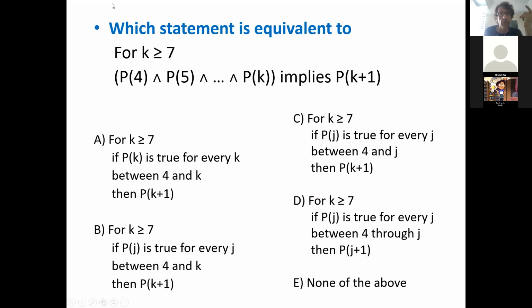And now, which statement, recognize the statement for which this is the inductive step in the strong inductive proof: for all k at least 7, the conjunction of all these implies P of k plus 1.